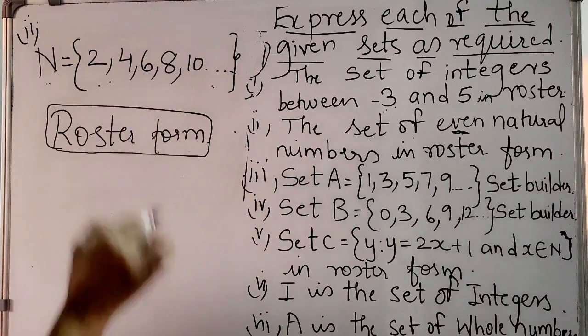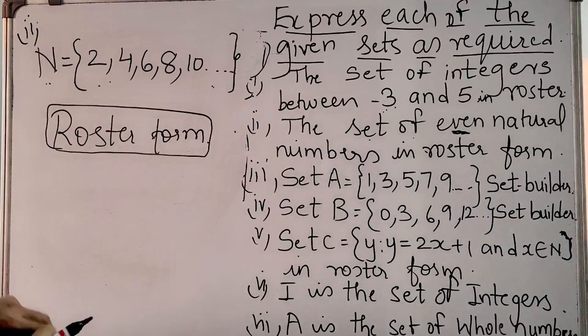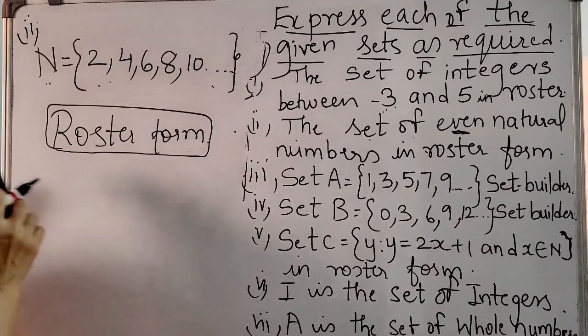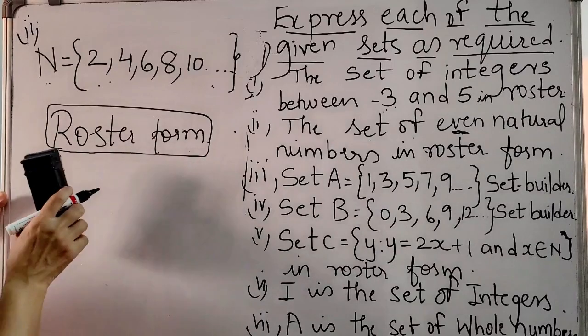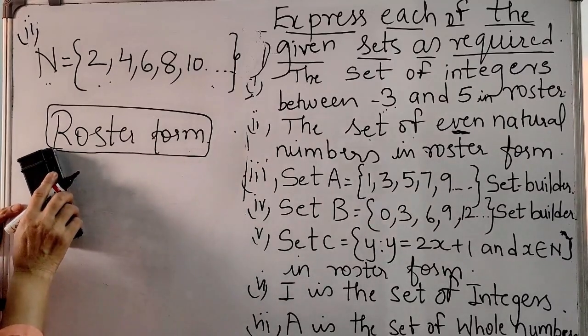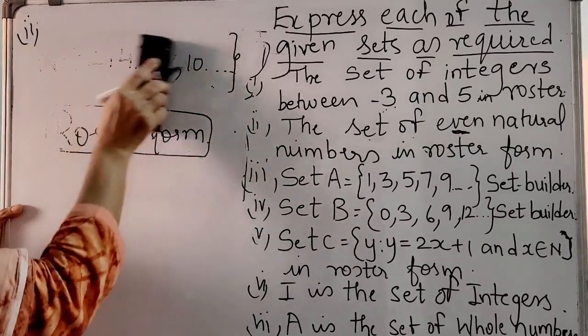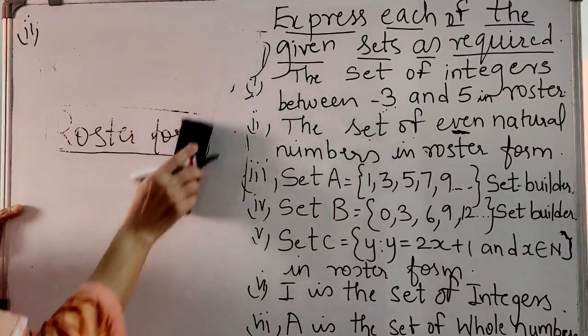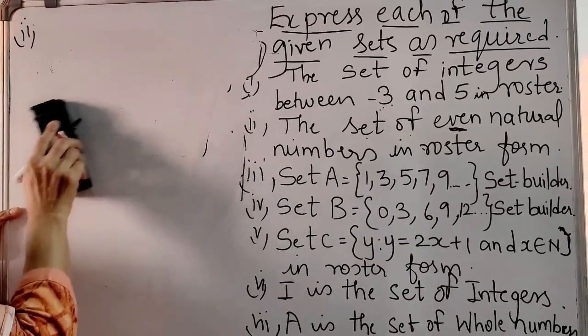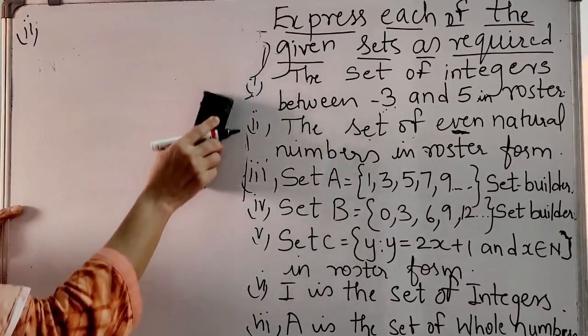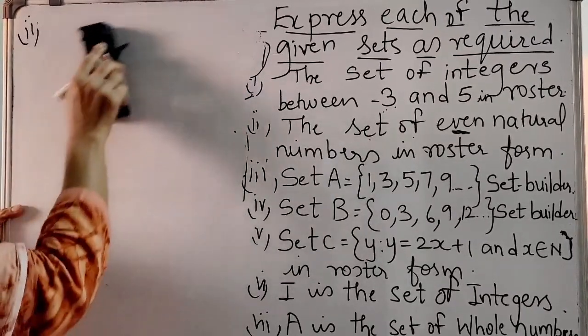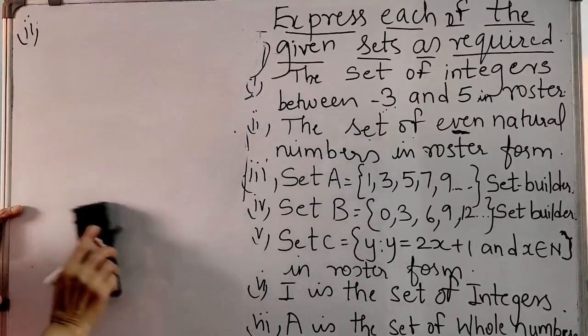Now the third. It is given in roster form. You have to write it in set builder form. Now you have to read it very carefully to write it in the set builder form or rule method. Set builder or rule method is the same.